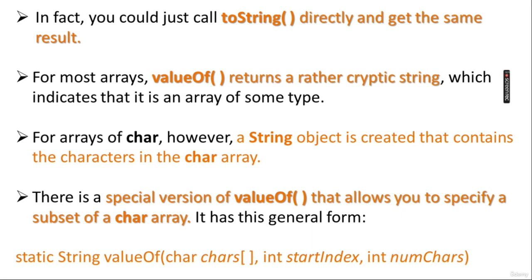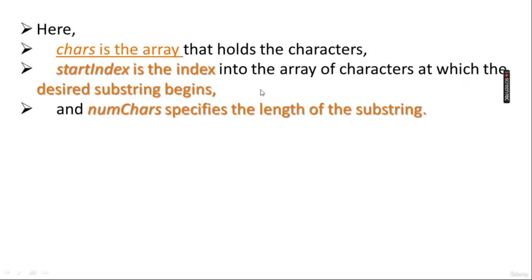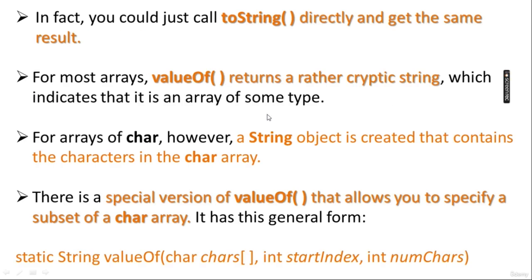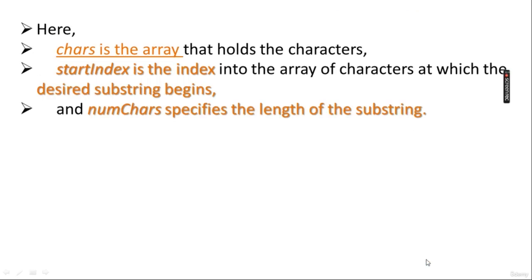There is a special version of valueOf that allows you to specify a subset of a char array: static String valueOf(char[] chars, int startIndex, int numChars). Here, chars is the array that holds the characters, startIndex is the index into the array at which the desired substring begins, and numChars specifies the length of the substring. So valueOf will take this first array specified over here, then the start index is given over here, and from this start index it will fetch the given number of characters.